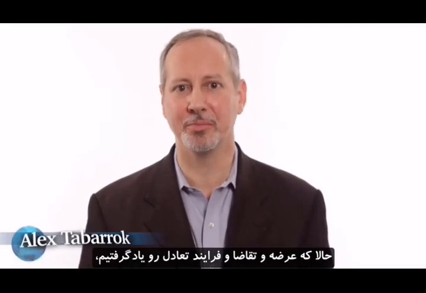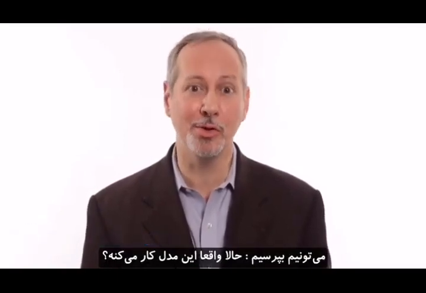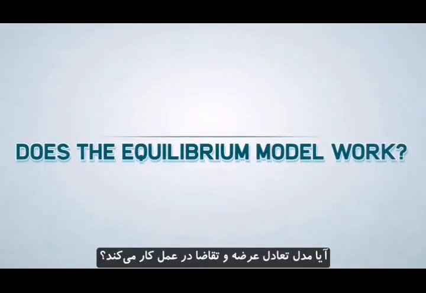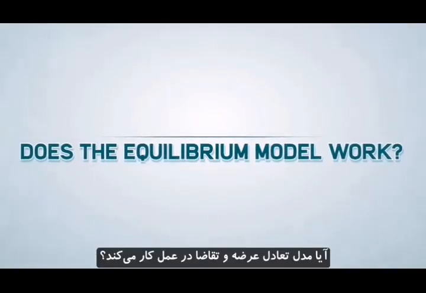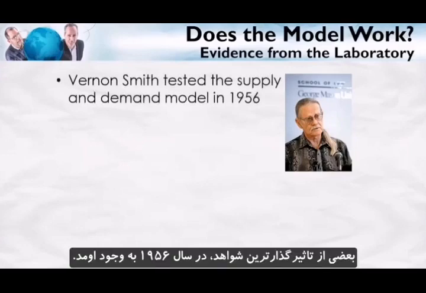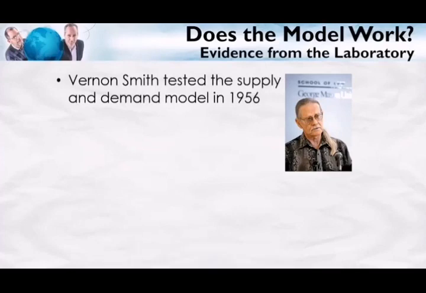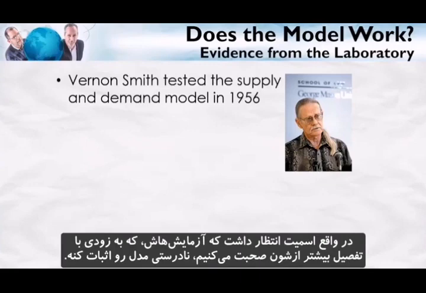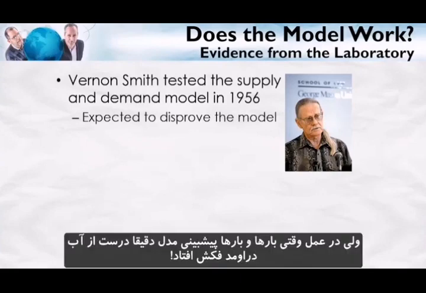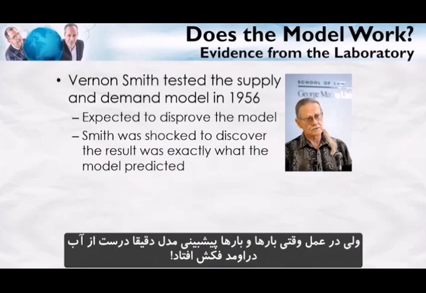Now that we understand supply and demand and the equilibrium process, we can ask, does the model work? Some of the most impressive evidence was developed in 1956 by Vernon Smith, one of the founders of experimental economics. Smith actually expected that his lab experiments, which I'll describe in more detail shortly, would disprove the model. But he was shocked when time and time again the model predicted exactly what happened.